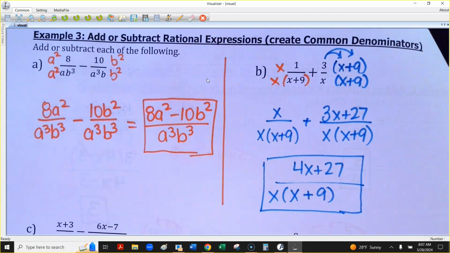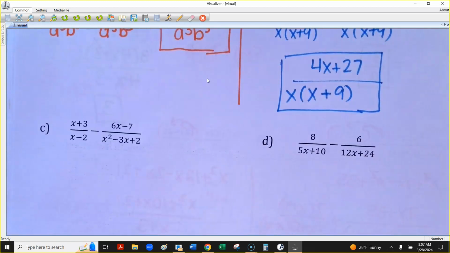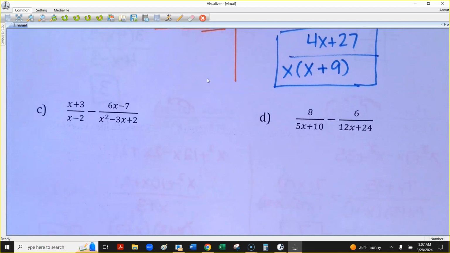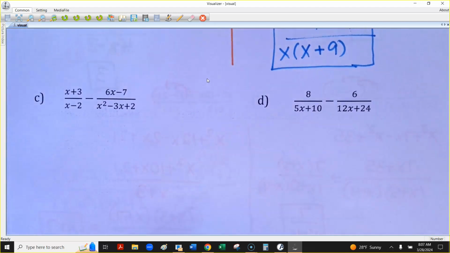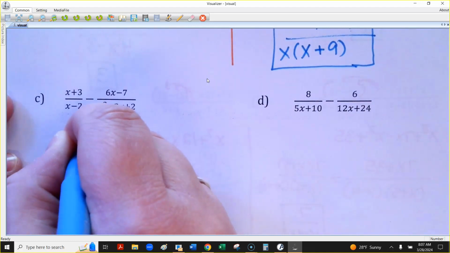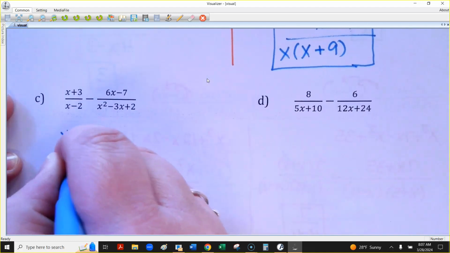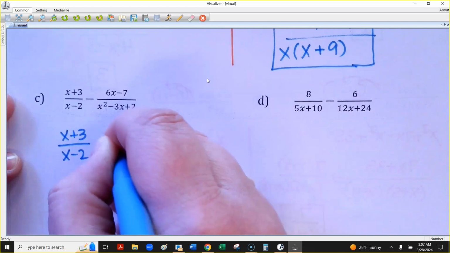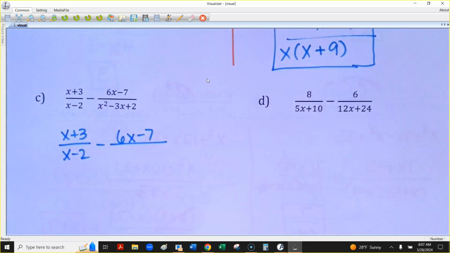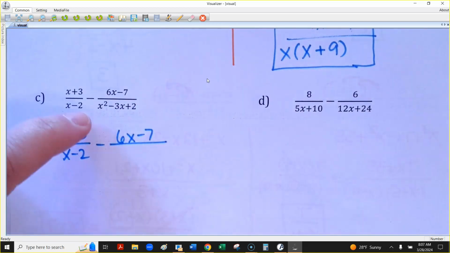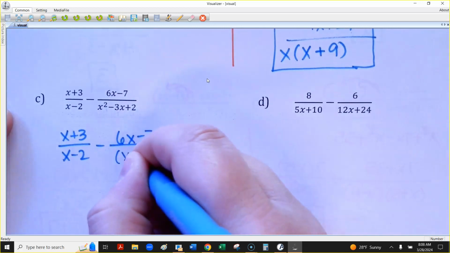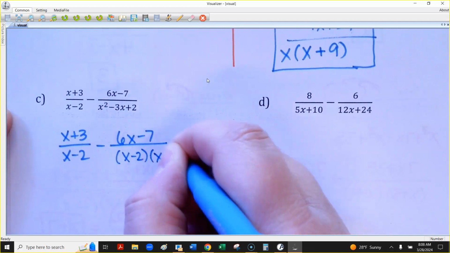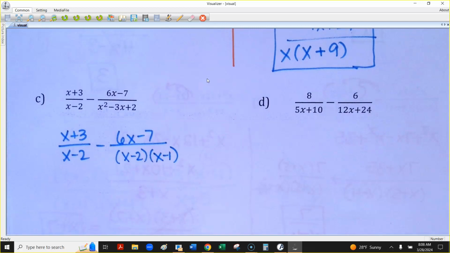Okay, now, if you have something that's not in factored form, in the denominator specifically, then we would want to factor it. So let me just rewrite this question C here real quick. Now, can you tell me two numbers for the bottom of that second fraction? Multiply to get 2, add to get negative 3. Yes, negative 2, negative 1.